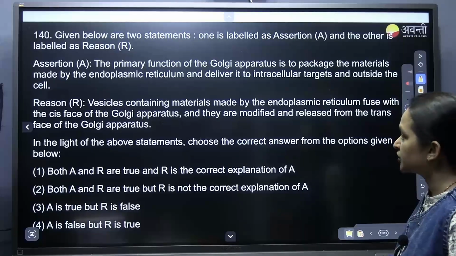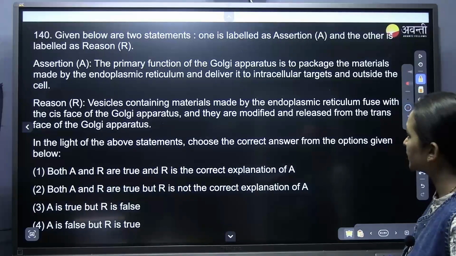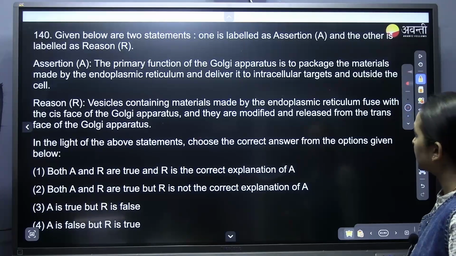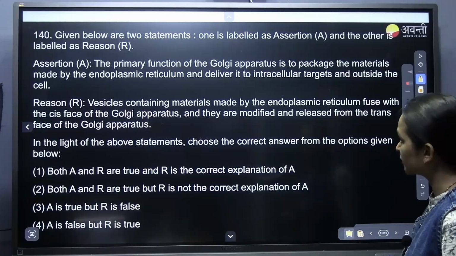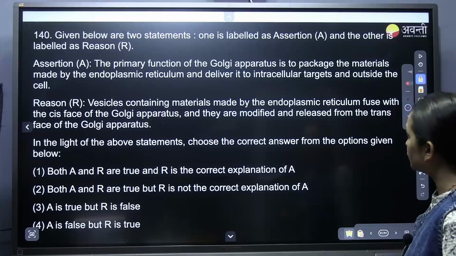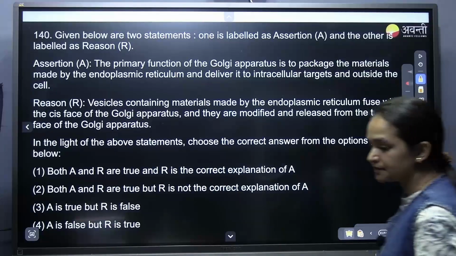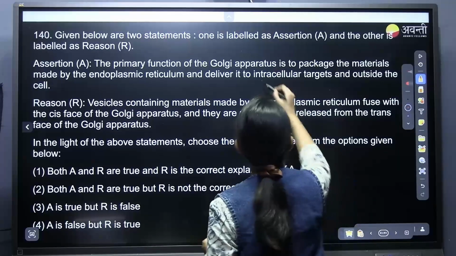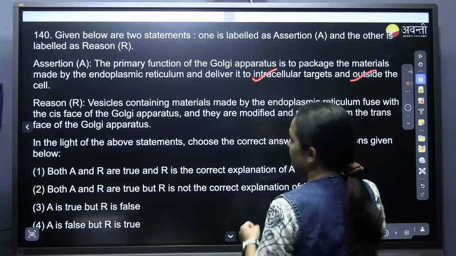Given below, assertion reason. The primary function of the Golgi apparatus is to package the materials made by the endoplasmic reticulum and deliver it to intracellular targets and outside the cell. Is it correct? Intracellular correct, outside of the cell is also correct.